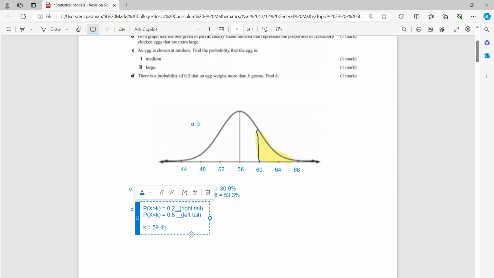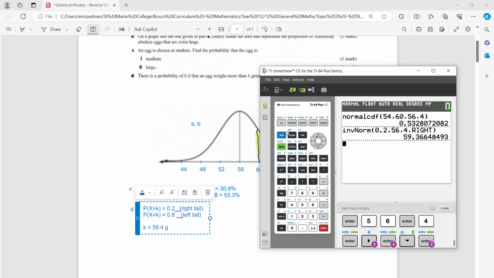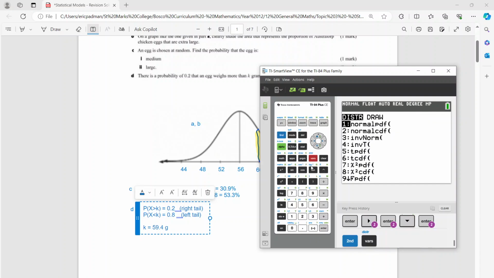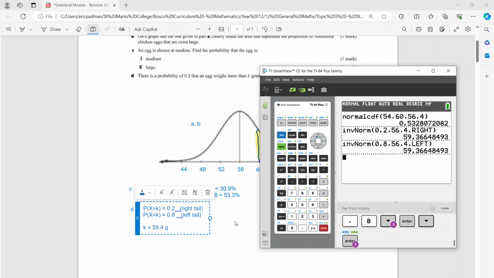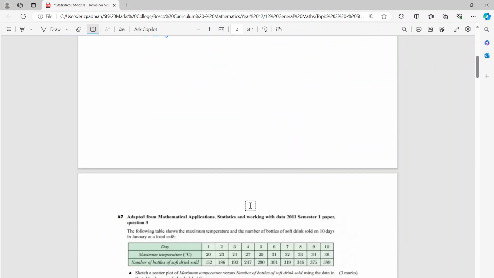59.4, and the context is grams of G. All right, let me just double check if that works the other way too. So if I go this way, go inverse normal, 0.8, and make that a left tail. Yep, same result. Either way, 59.4 grams, and that's question 1 done.